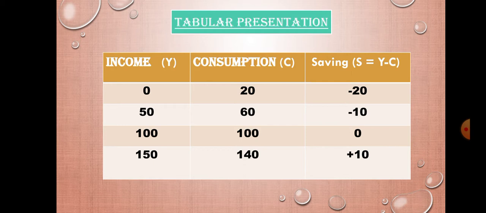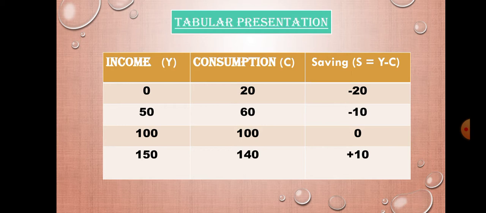Here, three columns are there. In first one, income, second, consumption, and last, saving. Saving is equal to Y minus C because saving is residual income that is left after consumption. So it's written as S is equal to Y minus C.